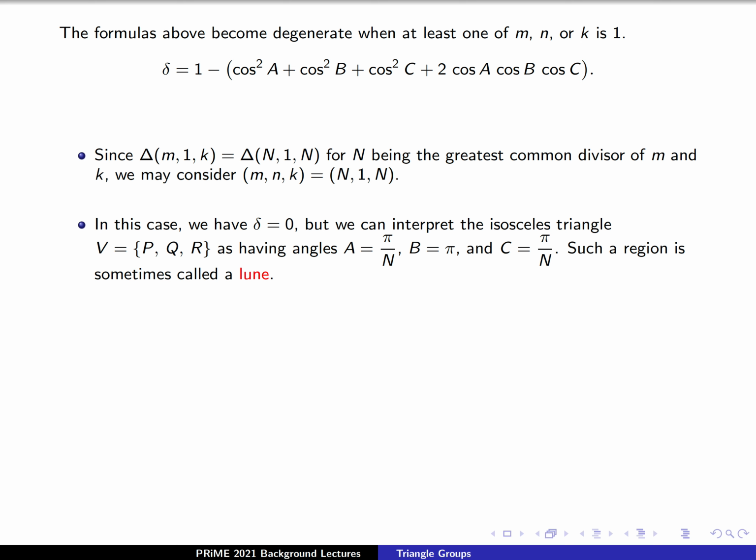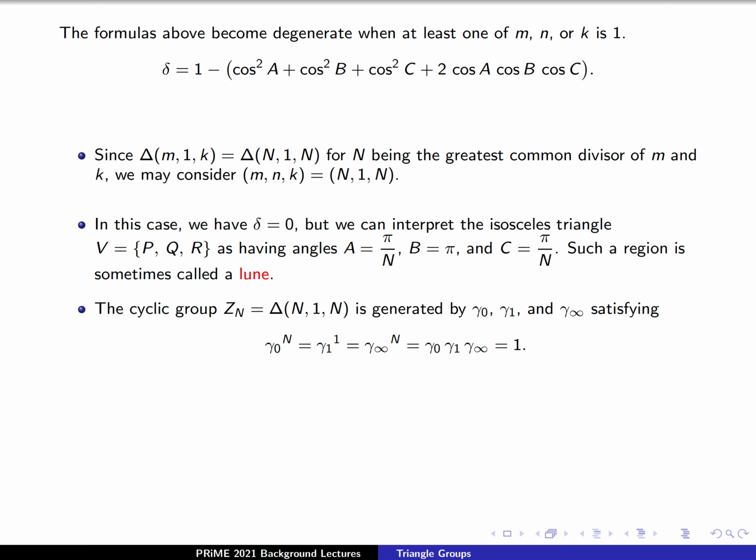This is a slightly odd looking triangle because one of the three angles, capital B, will just be equal to 180 degrees. Such a region is actually called a lune. In this case, we'll think of it as a degenerate type of triangle. The cyclic group in this case is generated by gamma 0, gamma 1, and gamma infinity, but notice that gamma 1 is the identity, whereas gamma 0 is a rotation around the North Pole P by 2 pi over n, and gamma infinity is a rotation around the South Pole by 2 pi over n.